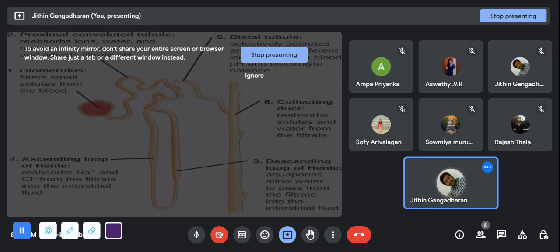Just take a screenshot if you want. So what are the main functions? The things which I have explained are here. Just take a screenshot if you want.